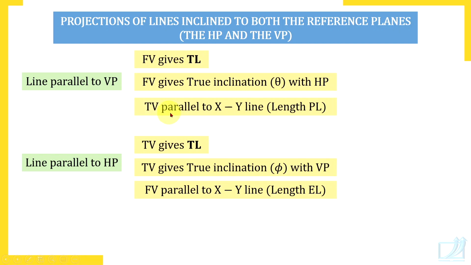Also, the top view is parallel to the XY line. And what is the length of the top view? Not true length. If the line is parallel to VP, not parallel to HP, meaning inclined to HP, then the front view gives true length, but the top view does not give true length. So, the length of the top view is denoted as PL. P means plan length, that is, top view length. Similarly, when the line is not parallel to VP, its front view does not give true length. What is the length of the front view? EL. EL means elevation length. This is how we denote front view length. So, remember these standard notations.